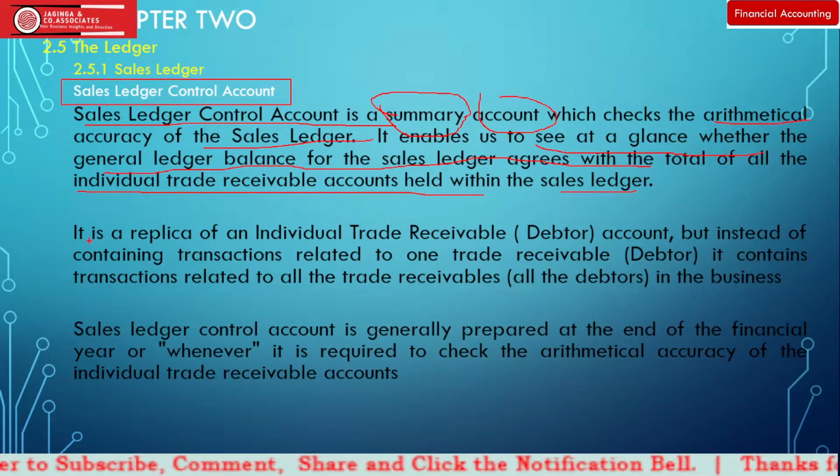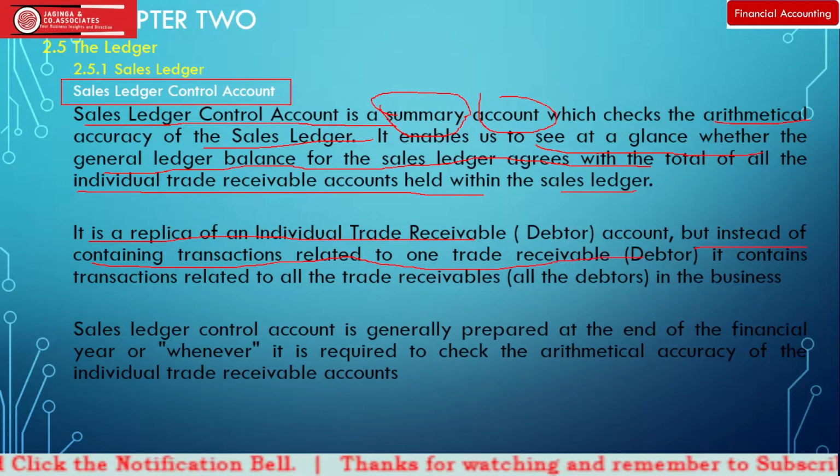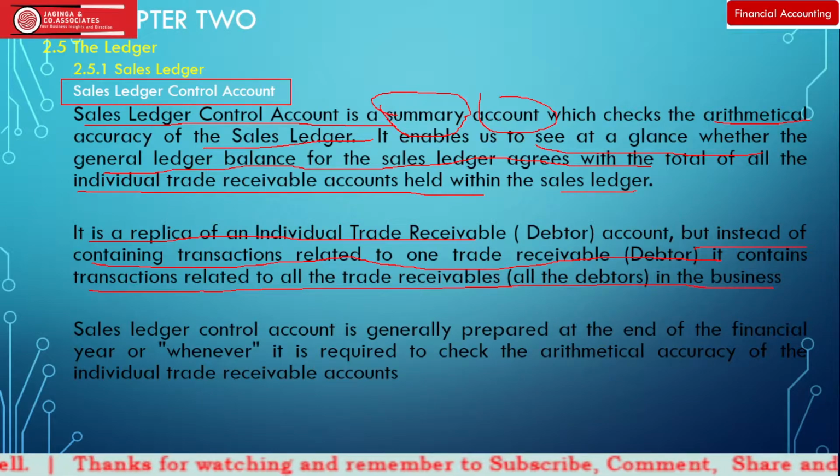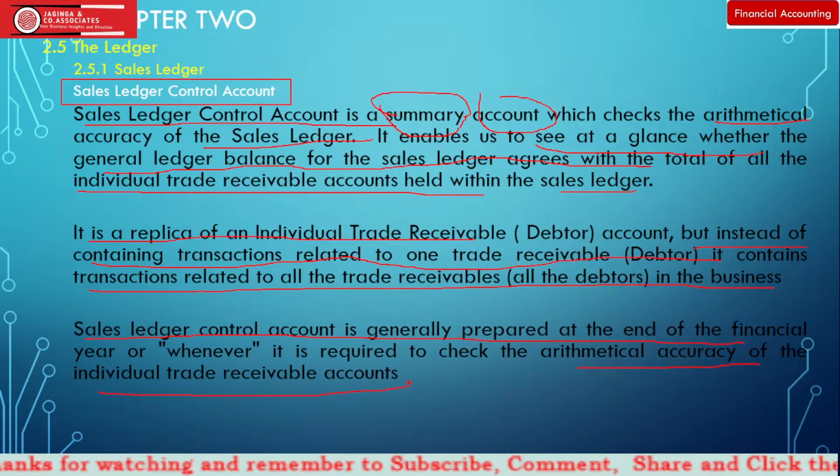Down here we are saying that the sales ledger control account is a replica of an individual trade receivable account, but instead of containing transactions related to one trade receivable, it contains transactions related to all trade receivables in the business. So all the transactions within each individual account will be totaled and put in the sales ledger control account. It's a summary of all the individual trade receivables within a business. It is generally prepared at the end of a financial period, or whenever it is required to check the arithmetical accuracy of the individual trade receivable accounts.